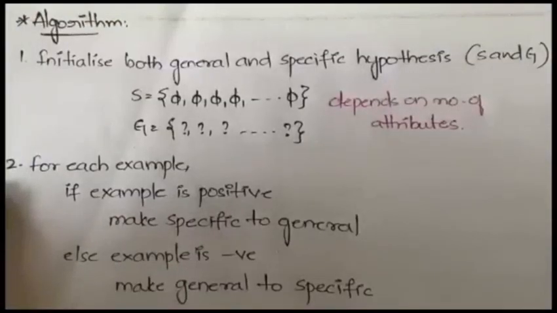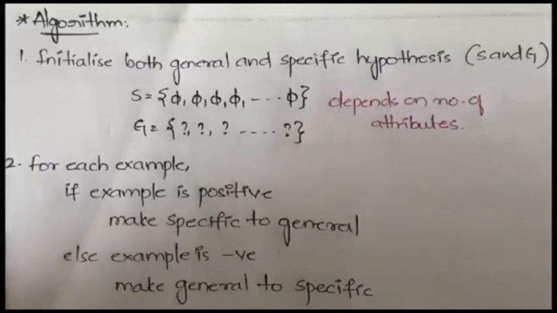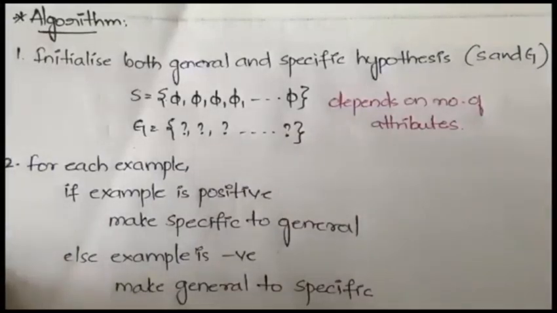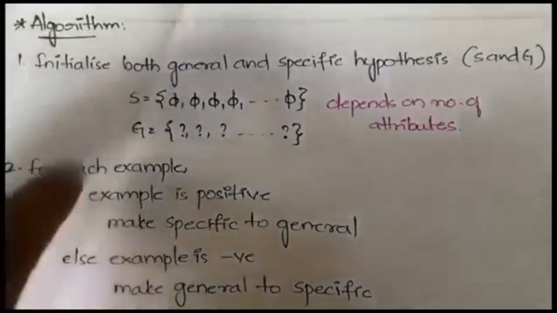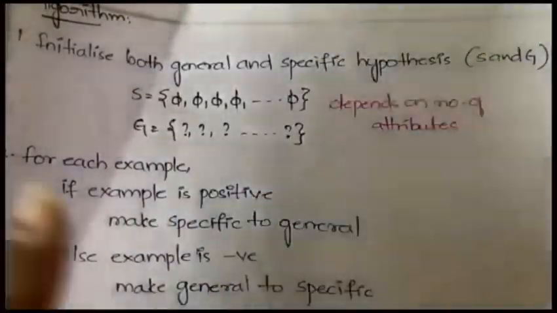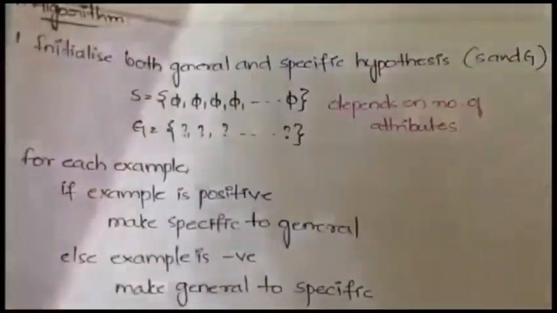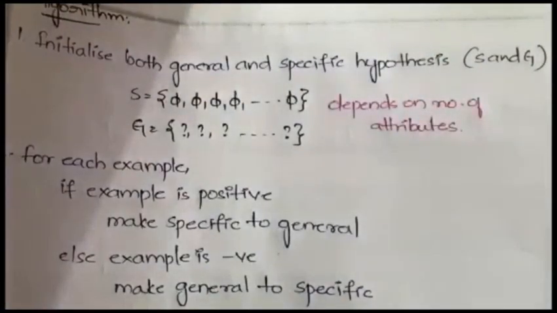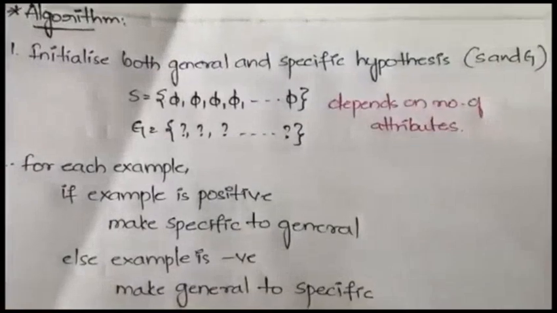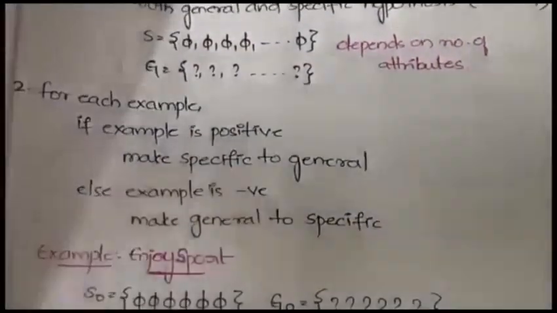Here we have to initialize both the general and specific hypotheses, S and G. S is full of phi and G is full of question marks. S is denoted as the specific hypothesis and G is denoted as the general hypothesis. The number of symbols taken depends on the number of attributes in the data. Let's move to the second step.